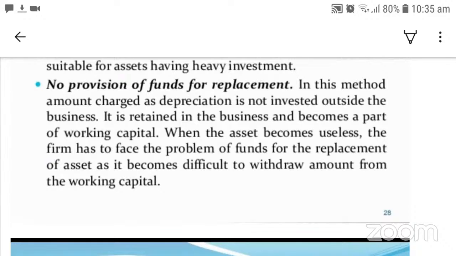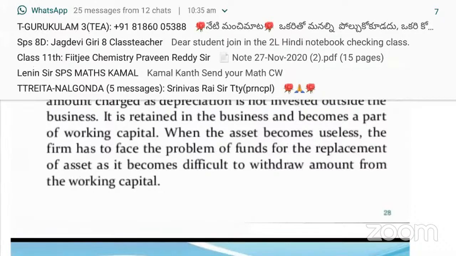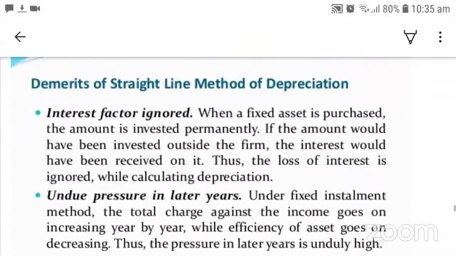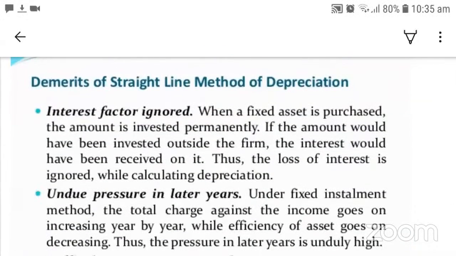When the asset becomes useless, the firm has to face the problem of funds for the replacement of the asset, as it becomes difficult to withdraw the amount from the working capital. If we include the amount in working capital, it will become difficult to withdraw that amount and replace the new asset. These are demerits of the straight line method.